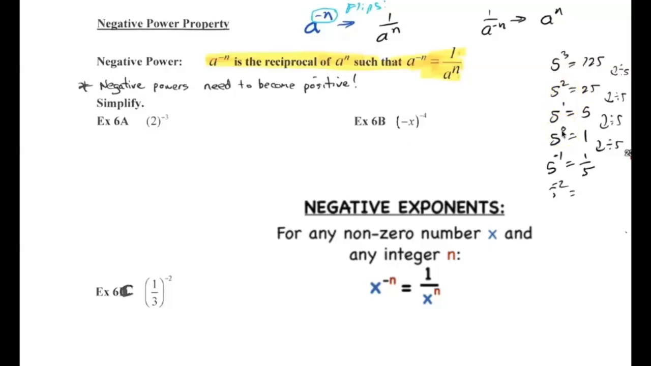5 to the negative 2 would be divide by 5 again. 1 over 25. Or 1 over 5 squared. That's it. There's 1 over 5 squared. So you can see how it works. So negative power just flips it. That's all it does. Flips the base.